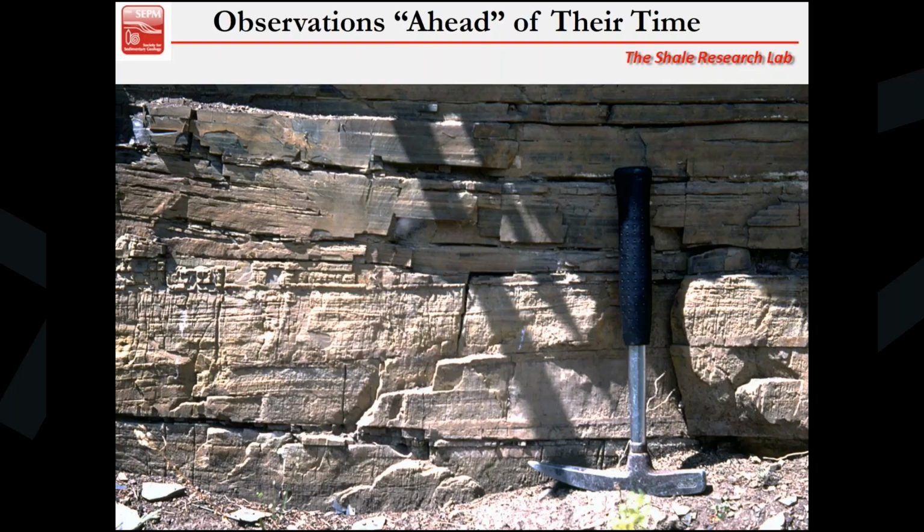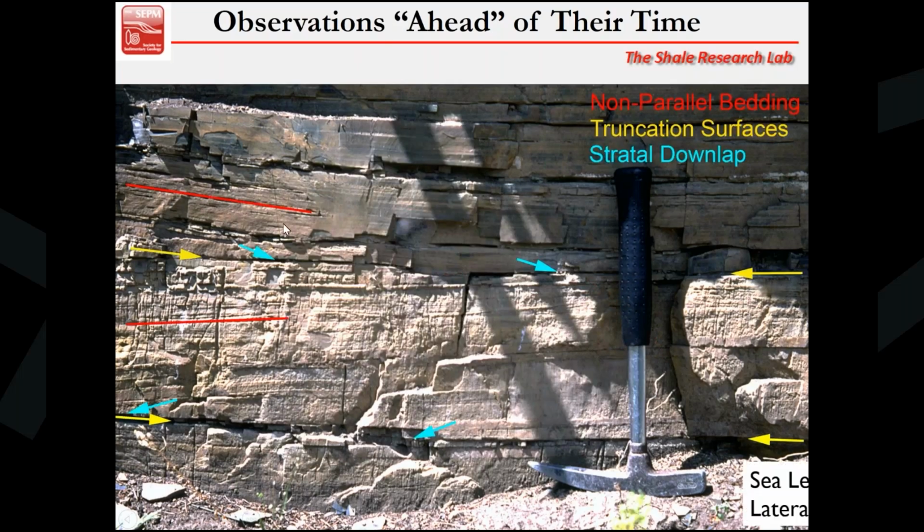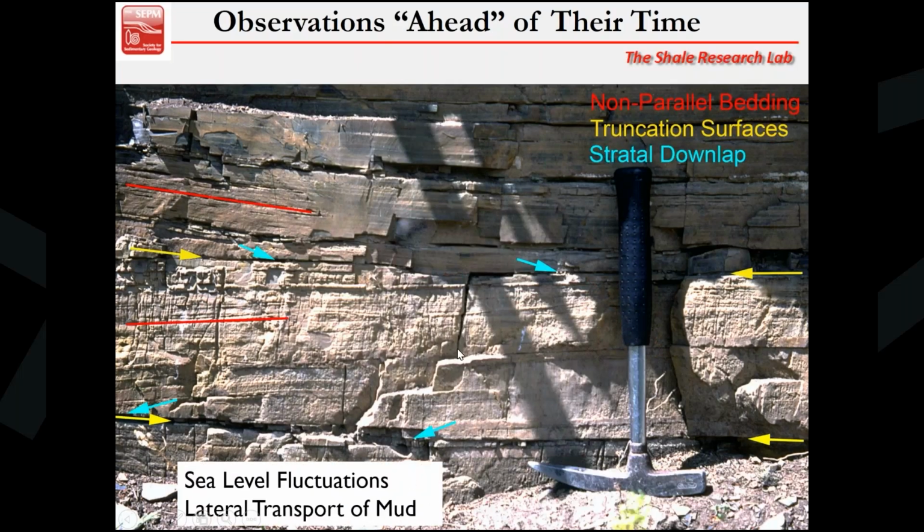But looking at these mudstones that I worked on back then, you could see already that this is all mudstone, bottom to top. Okay, there's not a single sand grain in here, but you can see that there's non-parallel bedding. There's packages that have different orientations. You see truncation surfaces going through, and you see that there's downlap. Layers literally end at the bottom of that truncation surface. And so in sequence stratigraphy speak, of course, that would mean sea level fluctuations and lateral transport of mud.